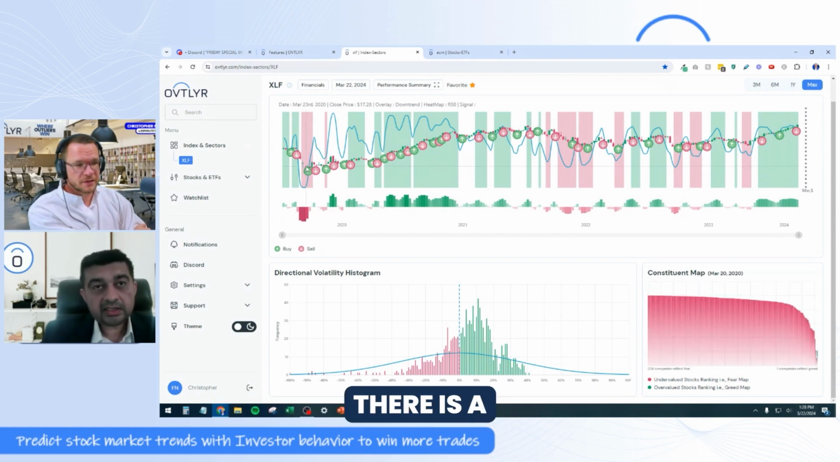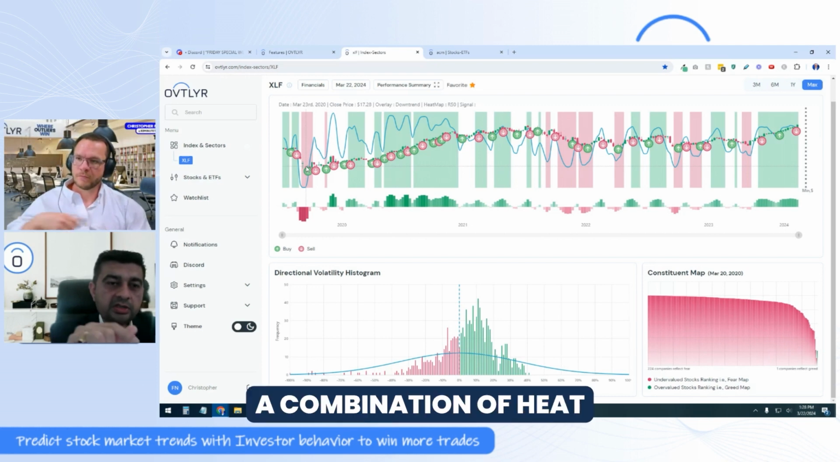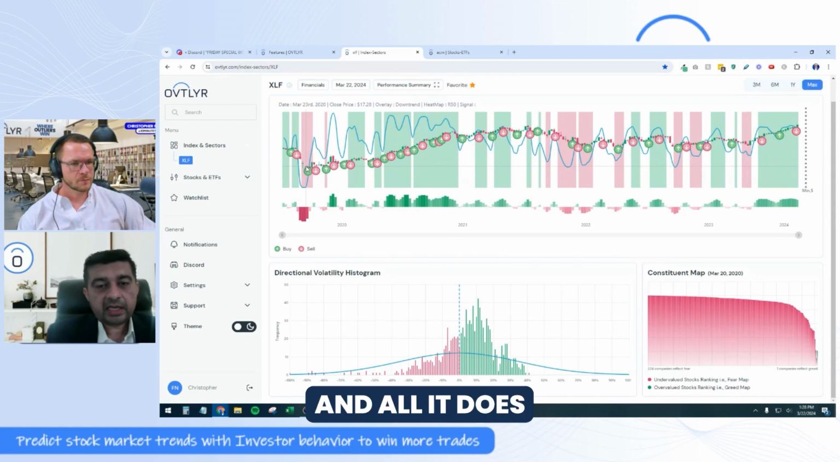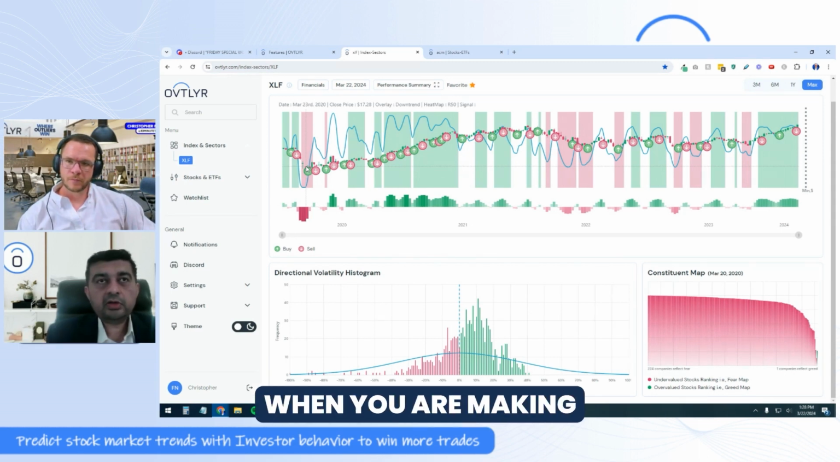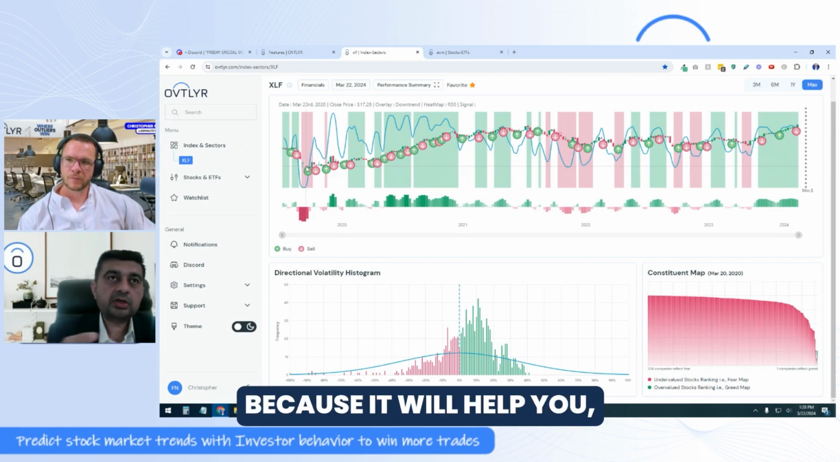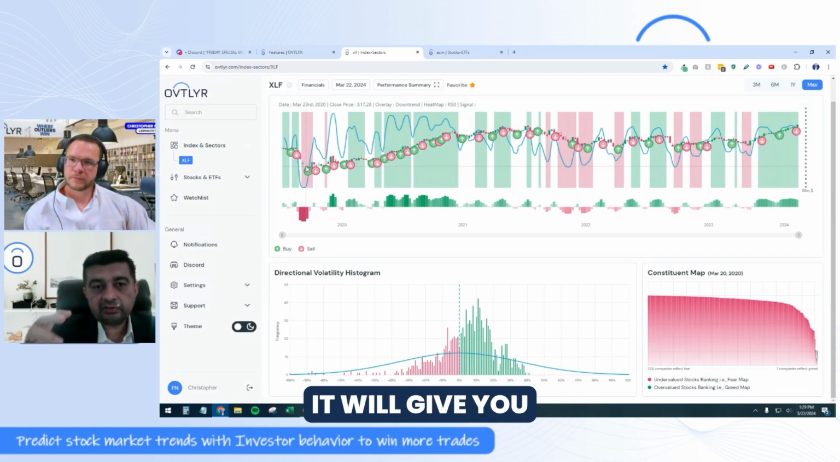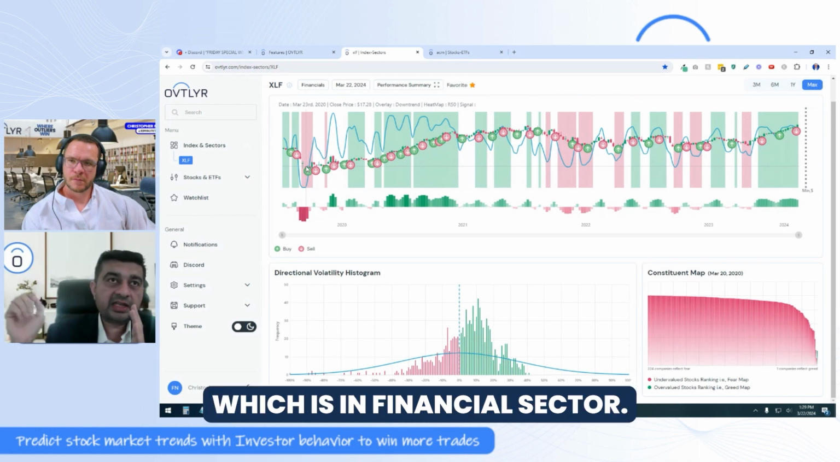Seems like it might. Yeah, there is a correlation, because the way this ranking is derived is from our heat map, and actually a combination of heat map and oscillator. So there is a correlation between them, and all it does is give you, at any point of time when you are making a decision, do add this data point into your decision making, because it will help you for that particular sector or an index. It will give you that visibility even when you are looking at a stock which is in the financial sector.